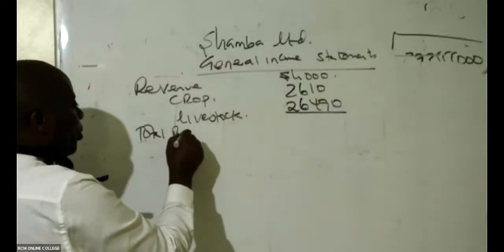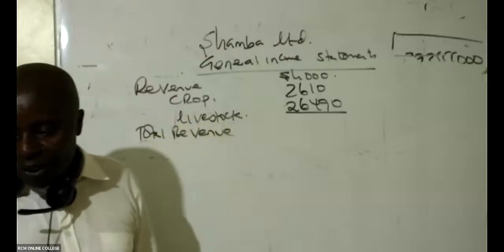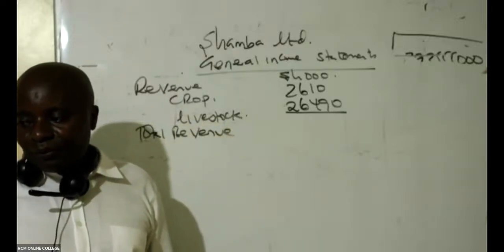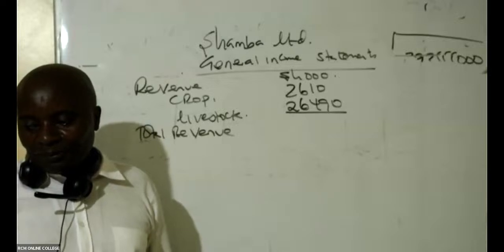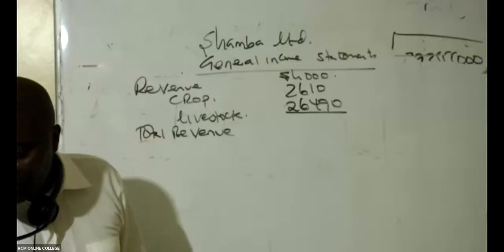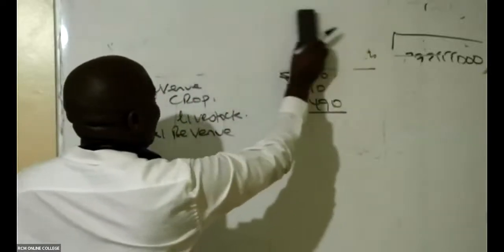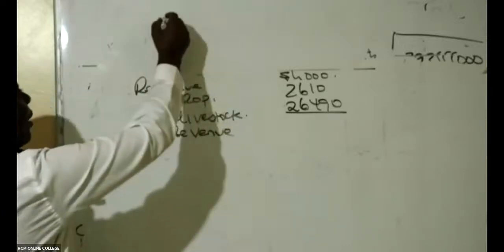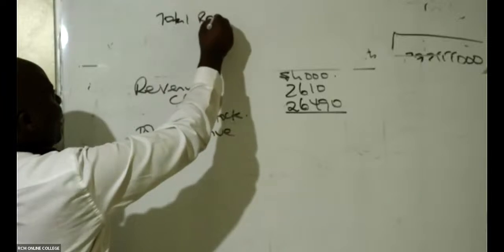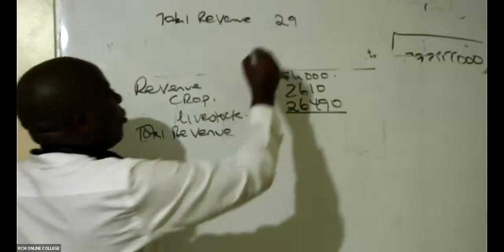Can somebody give me the total revenue? 29,100. So our total revenue is 29,100.